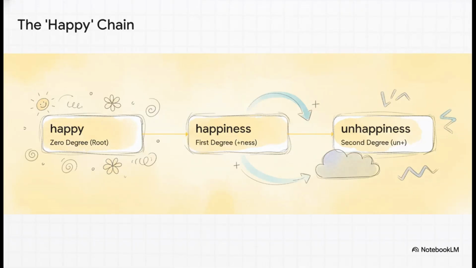So let's walk through this chain. We start at the 0 degree with our root, happy. Then we add the suffix ness to create the 1st degree word happiness. Finally, we add the prefix un to that, creating the second-degree word unhappiness. See? It's a totally logical two-step process.